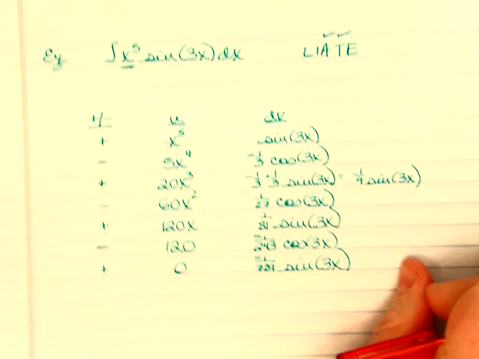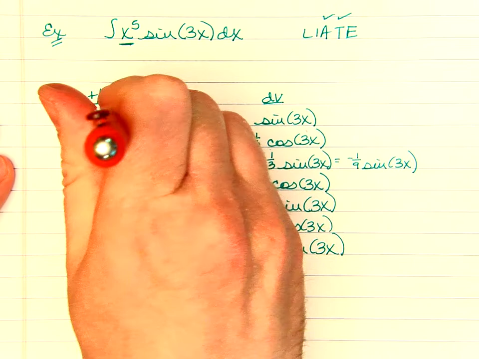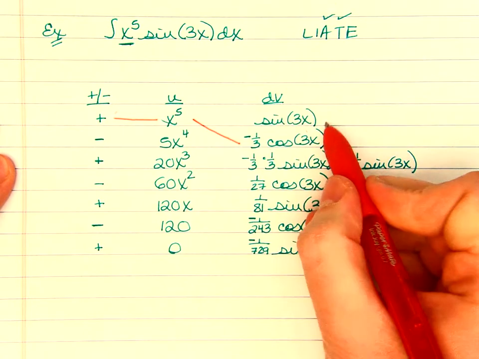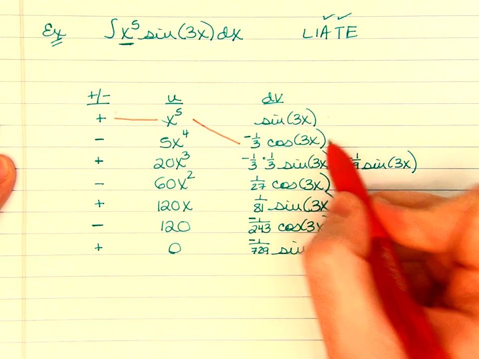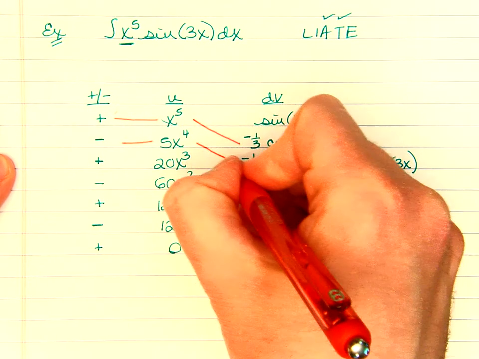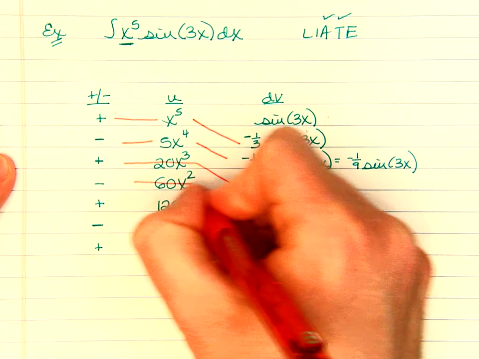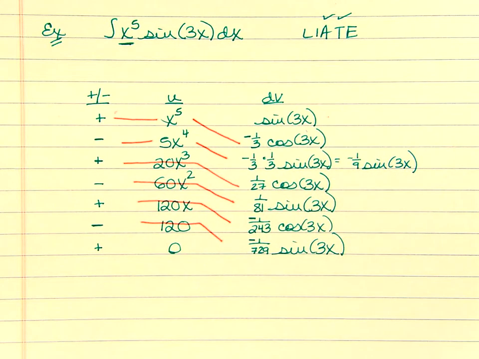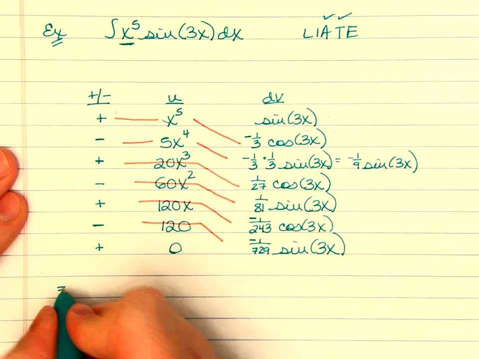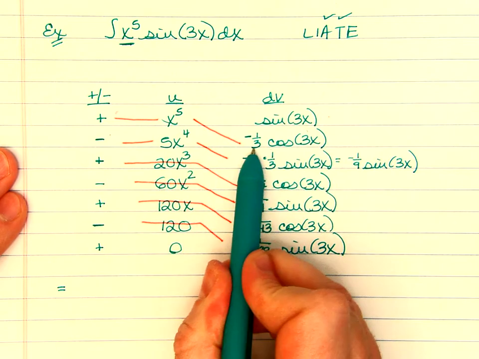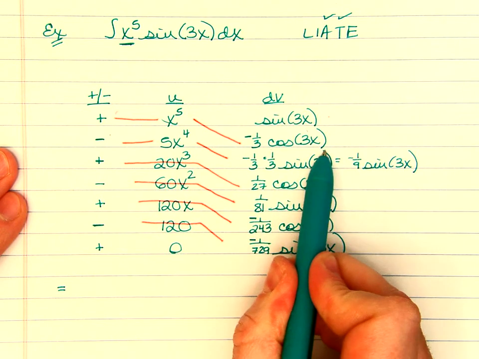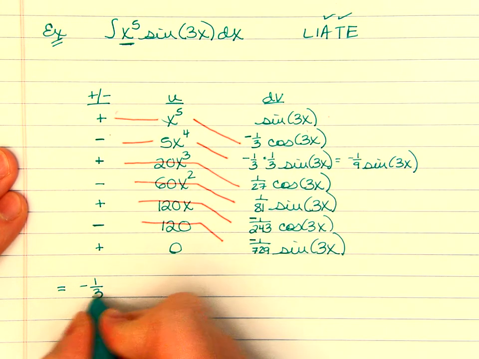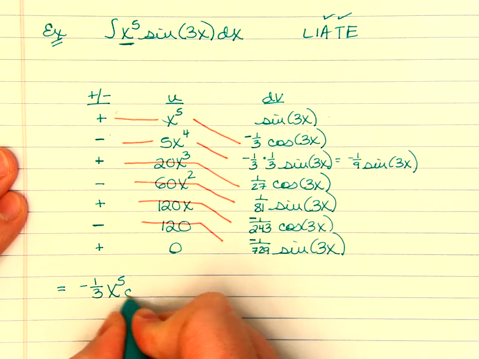When I go to actually write out the answer, I take the sign, match it up with my u, and then match that up with my first v, the integral of your initial dv. So I'm going to fill in these little lines over here. I'm ready to go. First of all, positive x to the 5th times negative 1/3 cosine 3x, while a positive times a negative will give you a negative. And I'm going to say negative 1/3 x to the 5th cosine 3x.